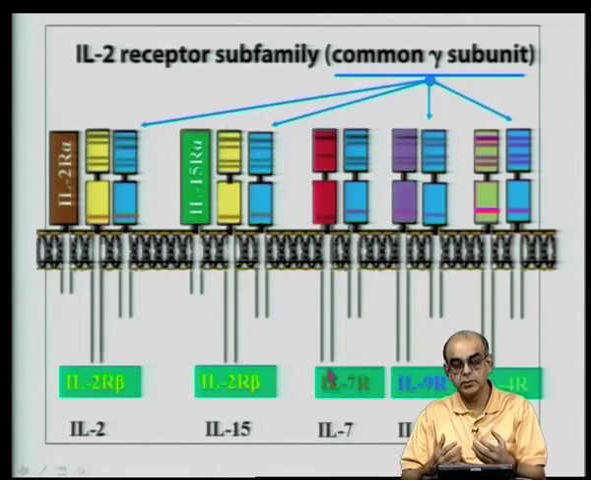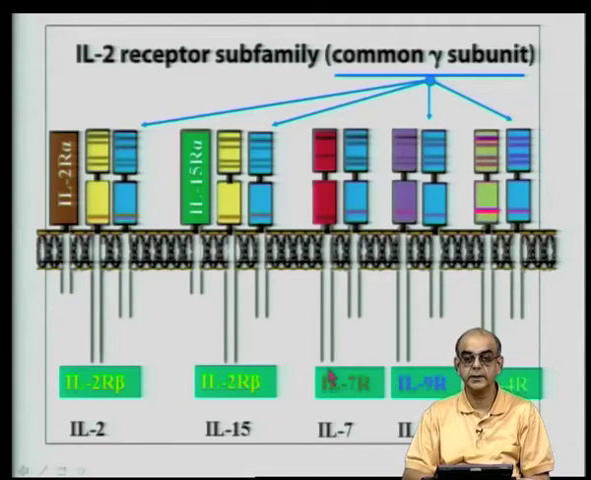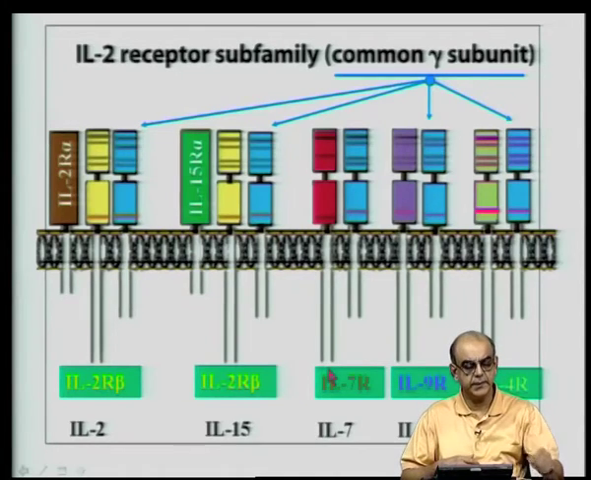So, if the receptor goes down, then even if there is a lot of ligand present in the local environment, they will not be able to function or give out their functional consequences via transmembrane signaling events, and that is essentially what happens with IL-2.